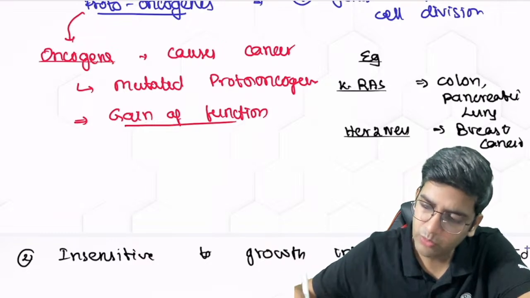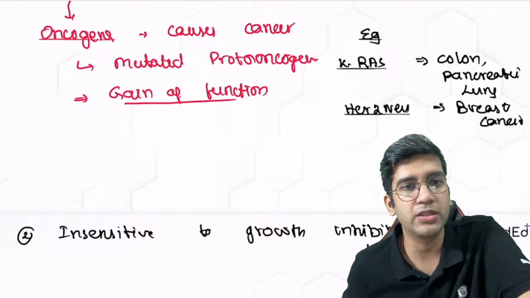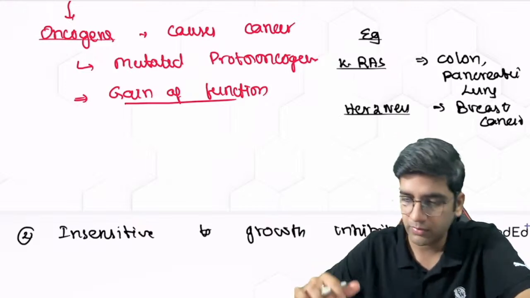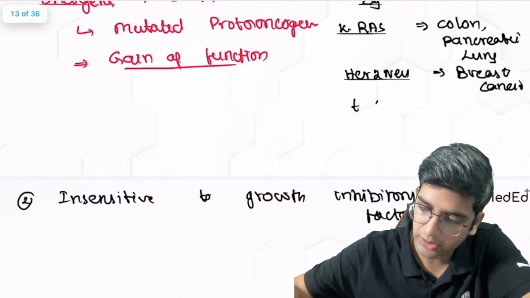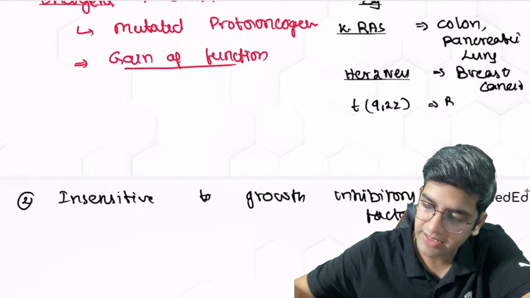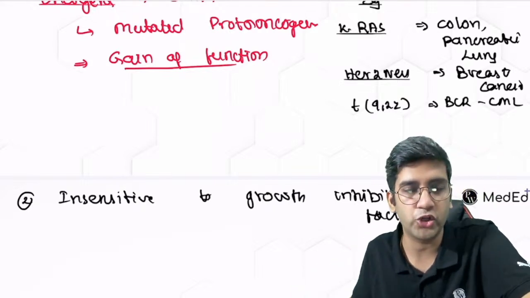And I'm sure everyone must have known this. What is a translocation seen in case of CML, chronic myeloid leukemia? What translocation do you see in chronic myeloid leukemia? Perfect, right? Translocation 9;22. In this, I have a thing called BCR. That's a proto-oncogene which happens in chronic myeloid leukemia, right?